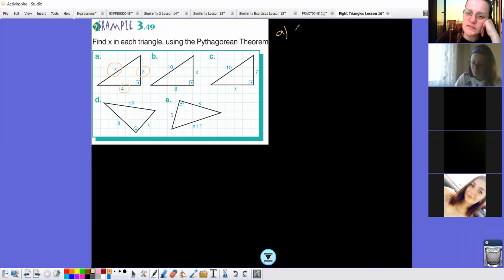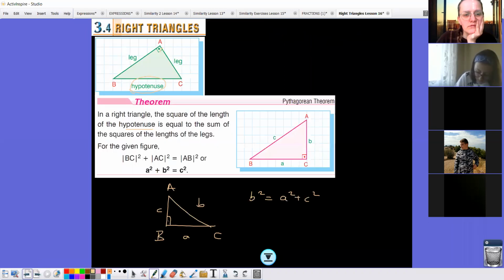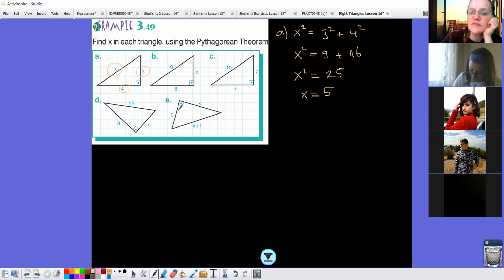And the Pythagorean theorem says the square of the hypotenuse is equal to the square of the legs. 3 squared plus 4 squared. Now what will be 3 square? 9. 9 plus 4 square, 16. x square is 9 plus 16, which is 25. So x is the root of 25. 5, teacher. So the hypotenuse is 5 here.